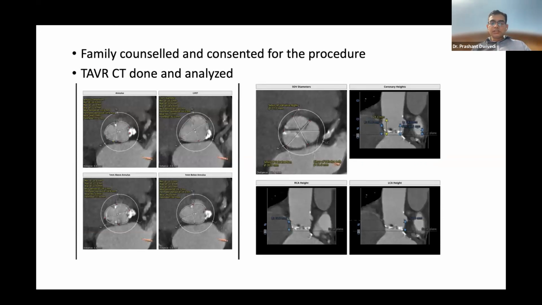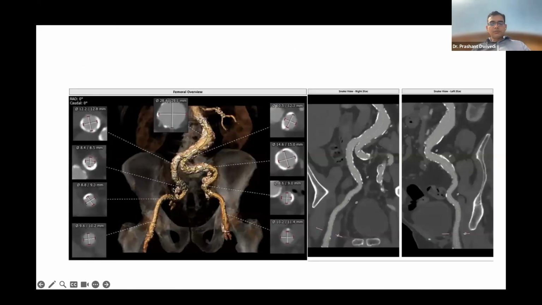As surgery was very high risk, we proceeded to go for TAVR. We counseled the patient, considered the procedure, and a TAVR CT was done and analyzed. We can see there was some annular calcium and some LVOT calcium. There is calcium extending towards the leaflet, and this is the leaflet. Sinus of Valsalva dimensions were adequate. Coronary heights were borderline on the left side, and these were the femoral views.